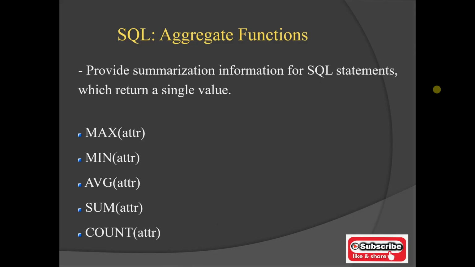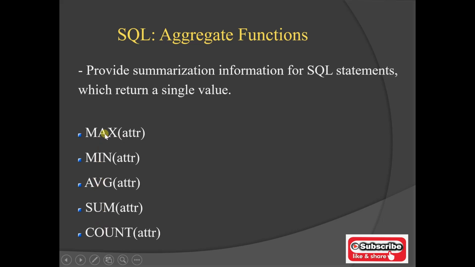What are aggregate functions? Aggregate functions provide summarization information for SQL statements, which will return a single value. Whenever we execute an aggregate function, it always returns a single value. There are 5 types of aggregate functions: min, max, avg, sum and count.